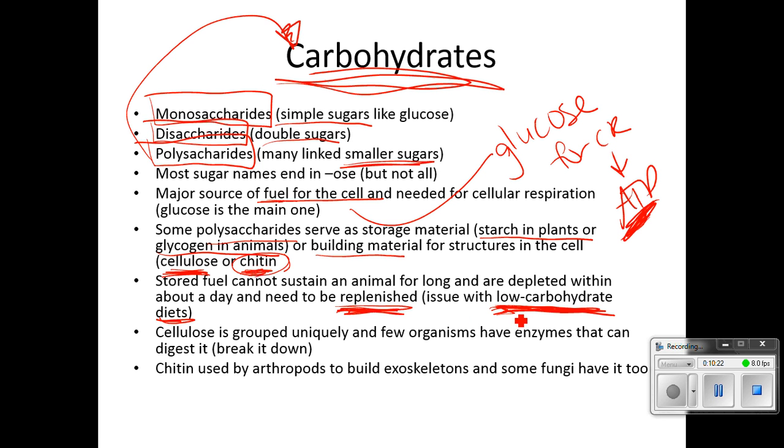But if you're on a low carbohydrate diet, you might not get enough carbohydrates to actually make enough ATP in order to have a lot of energy. So people with low carb diets can actually be kind of sluggish.